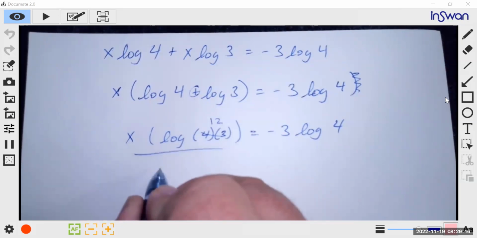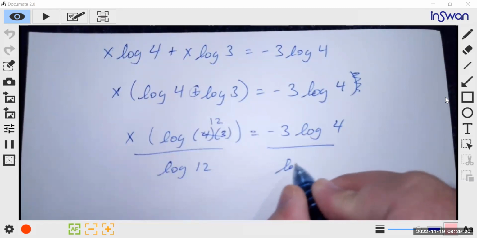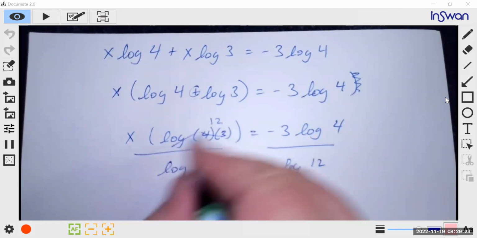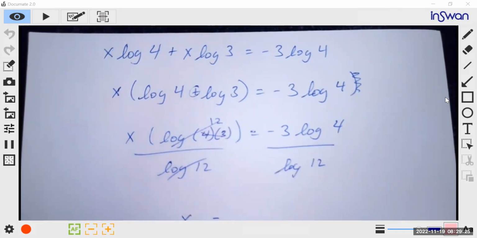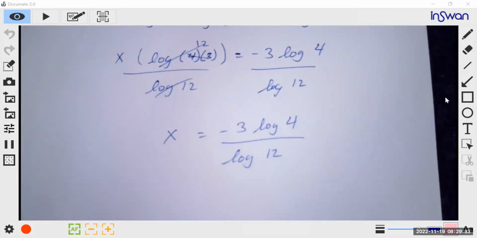So we could divide log of 12 to both sides. So x is equal to negative 3 log of 4 over log of 12. And there's your answer. Just plug that in the calculator and you're done.